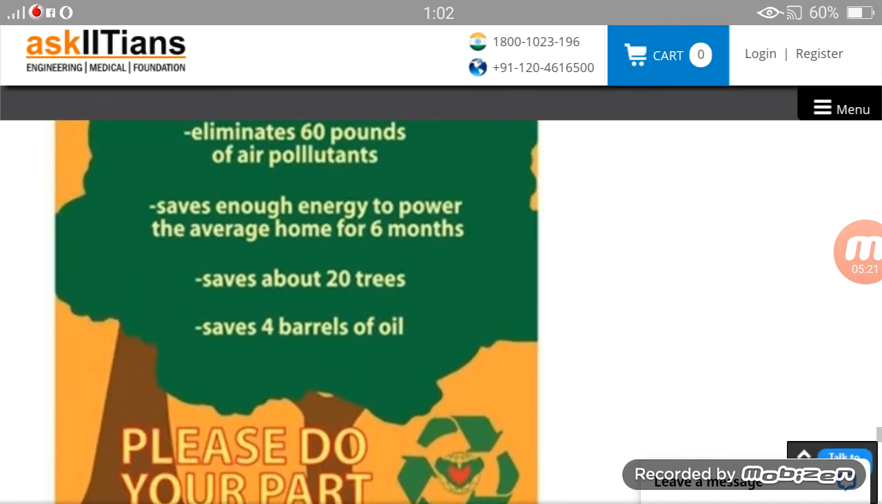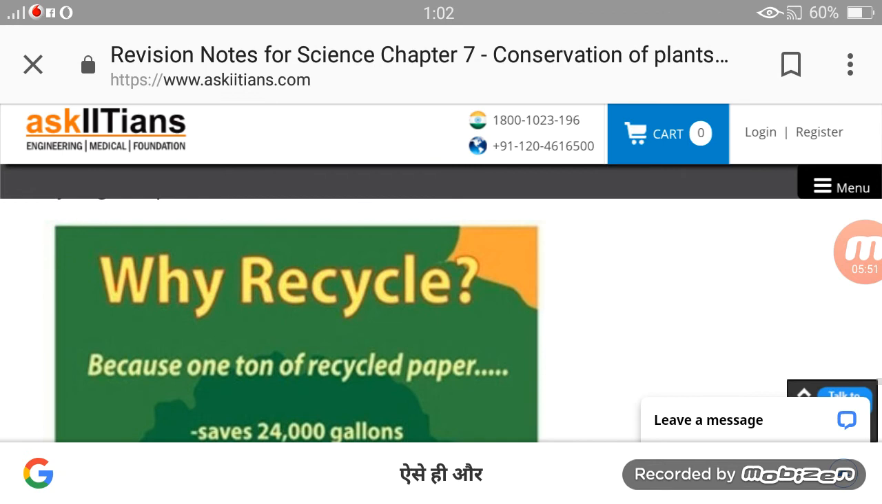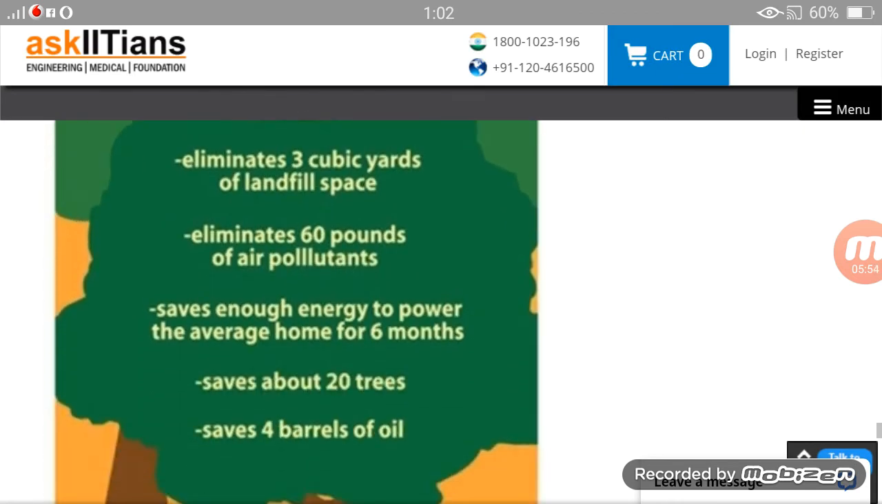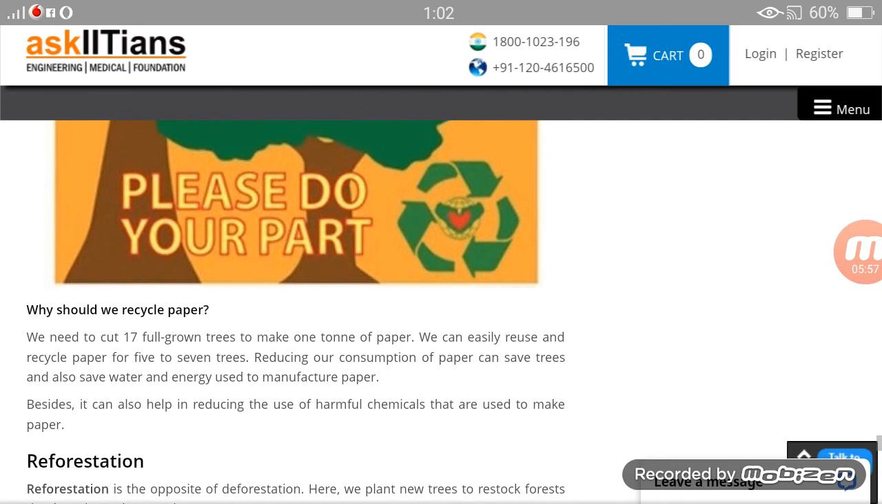And what you are doing, you are saving enough energy to power the average home for 6 months. You are saving power also. For 6 months you can save that power, or you can use that power for 6 months. Save about 20 trees. It saves about 20 trees if you just recycle 1 ton of paper, and then save 4 barrels of oil also. So are you seeing how many benefits there are for recycling even 1 ton of paper only? Please do your part. So here they are requesting also that we should do our part for recycling paper.